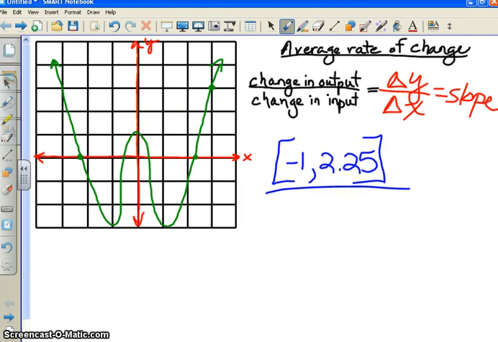Lastly, on this graph, from 1 to 2.25. Our average rate of change is going to be positive because our graph is increasing there. And then our change in y, well, we started down at -3 and we ended up at the x-axis, which means we traveled a distance of 3. And our x values, we started at +1 and ended at +2.25. So that would be a distance of 1.25.